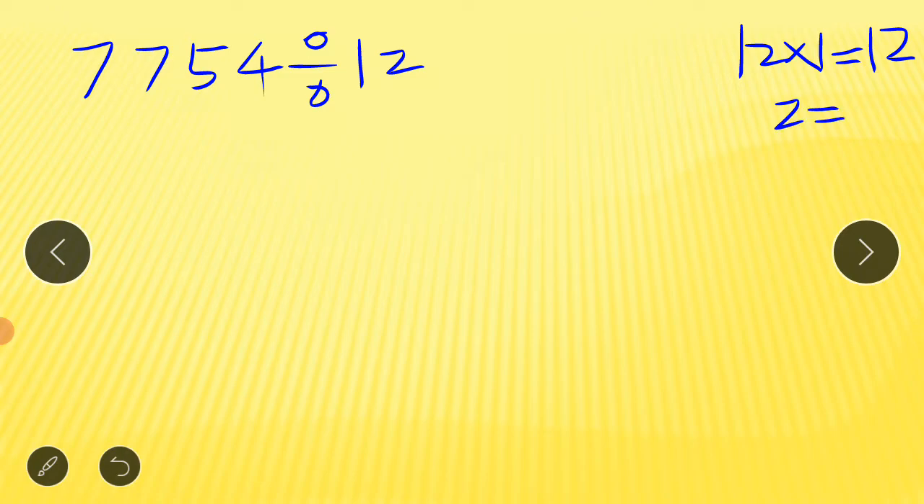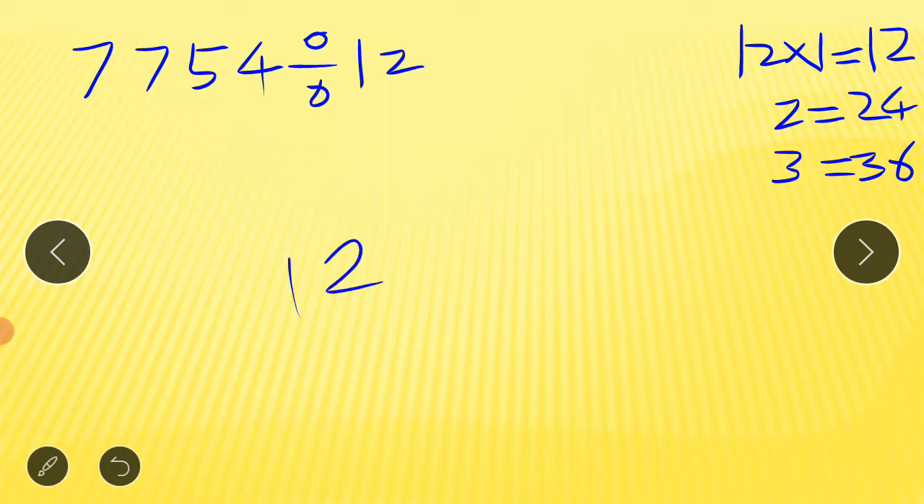2 twos are 4, then 2 ones are 2. That is 12 times 2, 24. Then 3 times. Again 3 twos are 6, written in the ones place, I mean the last digit. 3 twos are 6, then 3 ones are 3. It is like multiplication only. So how do we multiply? Like that only we are doing. Then 4 times. 4 twos are 8. Write 8 as the last digit. Then 4 ones are 4.